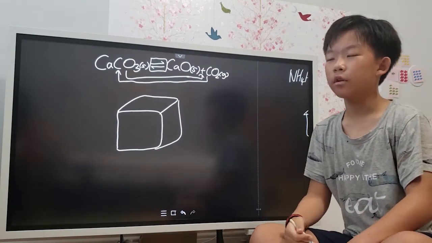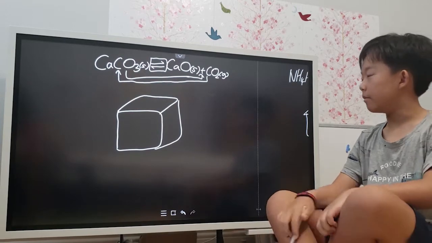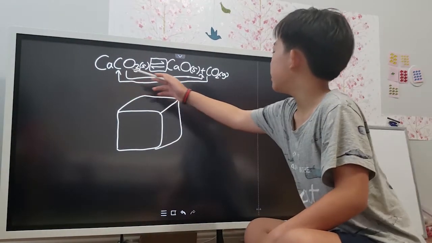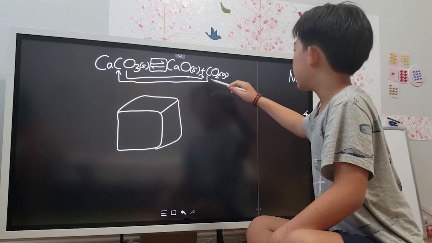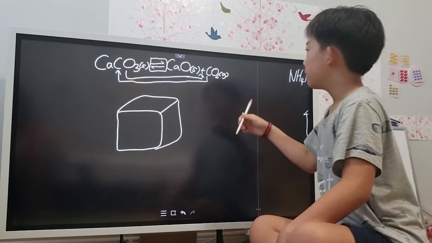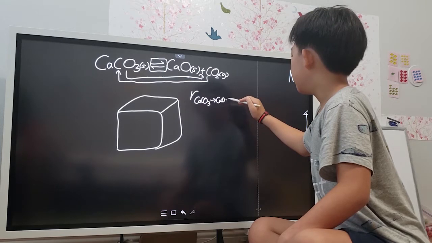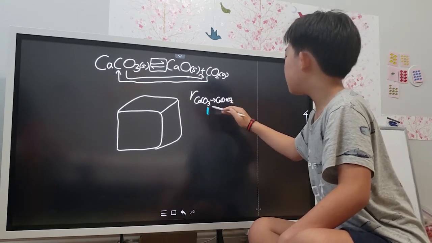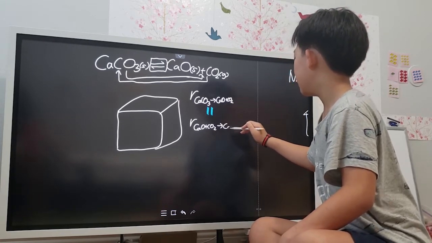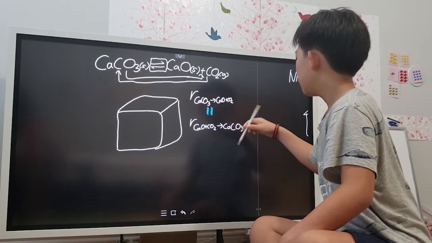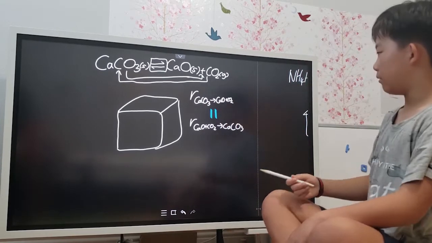Now that we know what an equilibrium expression is, let's see Le Chatelier's principle and factors that affect equilibrium. So when a reaction is at equilibrium, it means that the rate where the reactants become the products and the products become the reactants are the same. So the rate of calcium carbonate to calcium oxide plus carbon dioxide must be equal to the rate of calcium oxide plus carbon dioxide becoming calcium carbonate. This is equilibrium. When it's not equal, it is no longer in equilibrium. Right now, the reaction rates are the same.